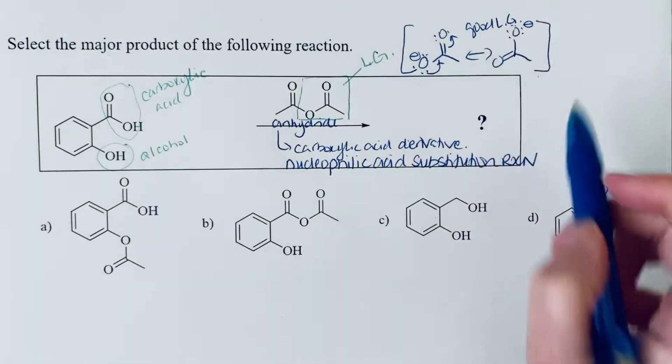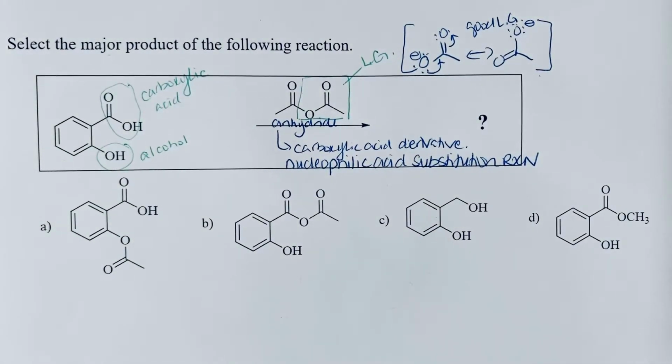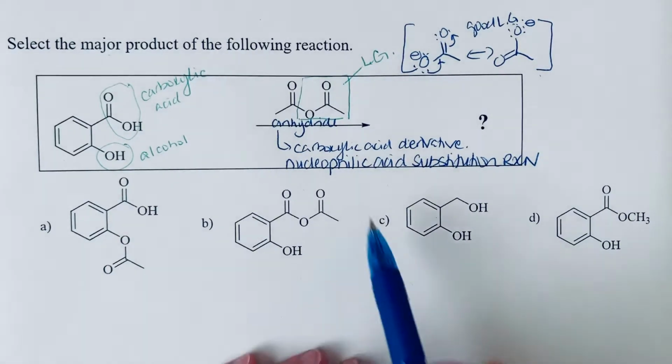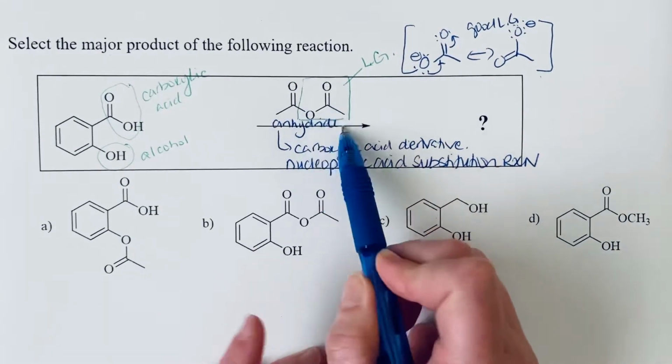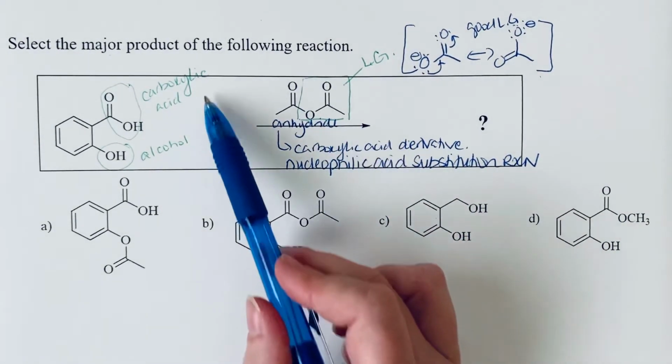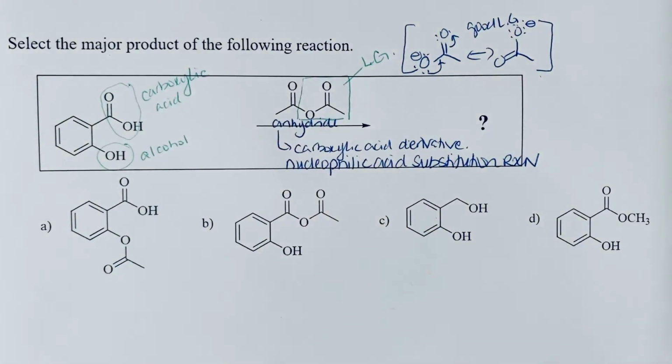Because it's resonance stabilized, and a good leaving group is going to be a weak base. So it's not as good as a chloride ion, the conjugate base of a strong acid, but that resonance makes it a pretty good leaving group. So if it's undergoing a nucleophilic acyl substitution, we've identified the leaving group in the substitution. Then we need to look at what we're reacting it with to decide what is going to be the nucleophile.